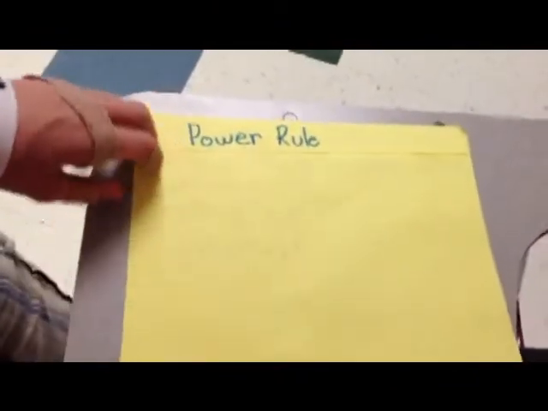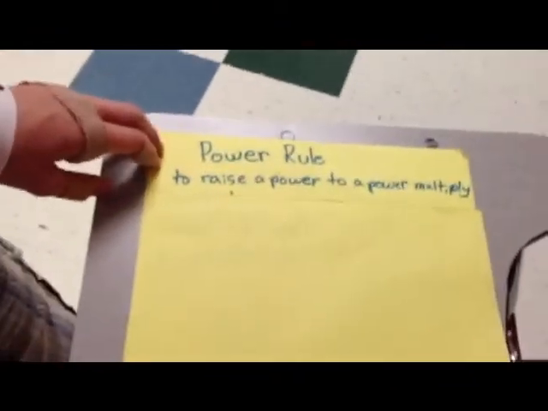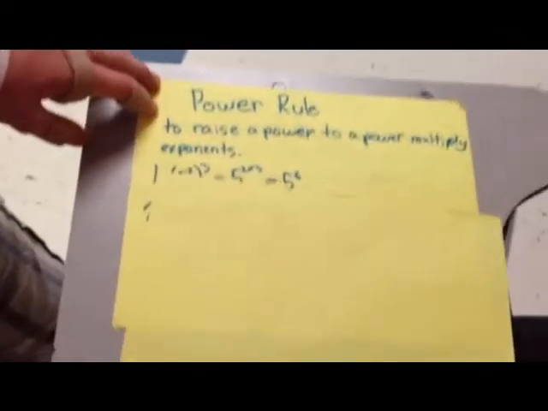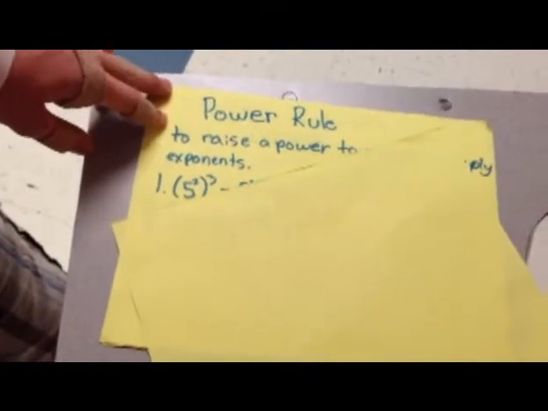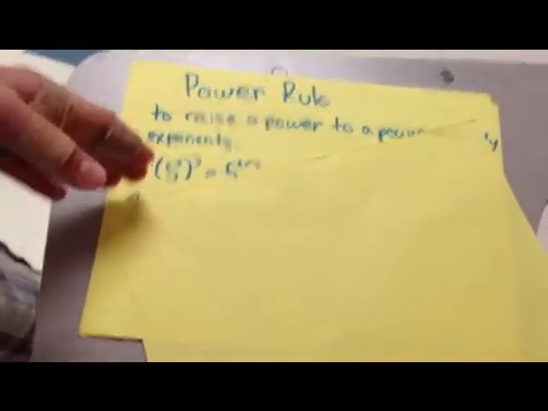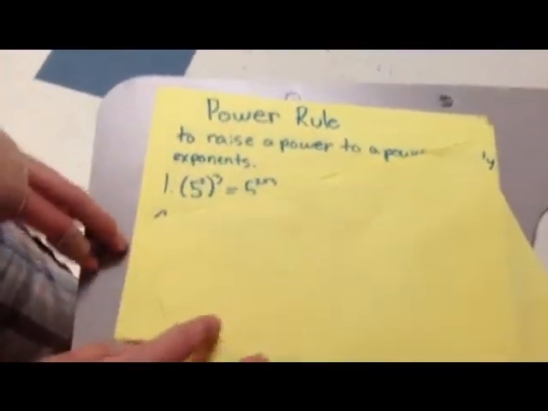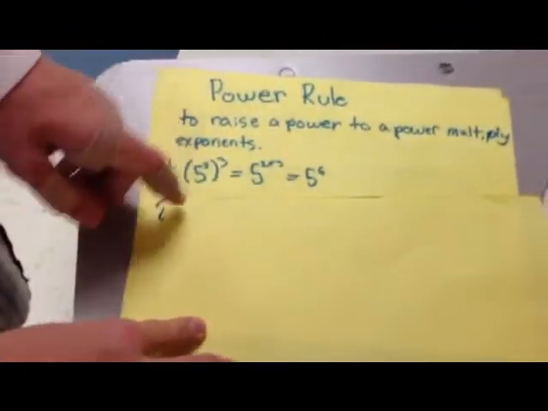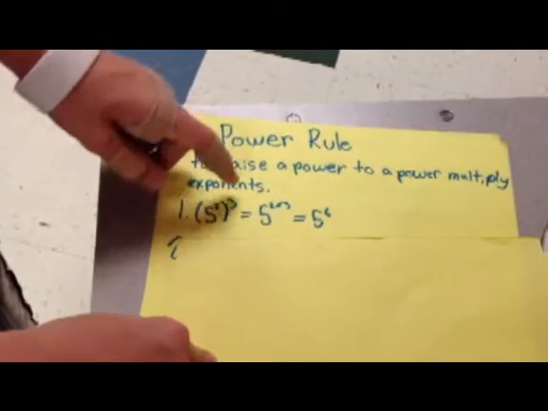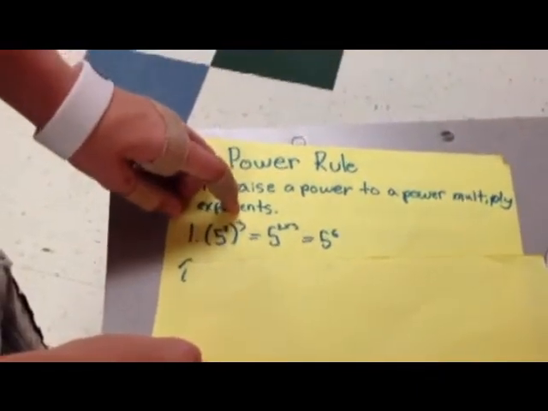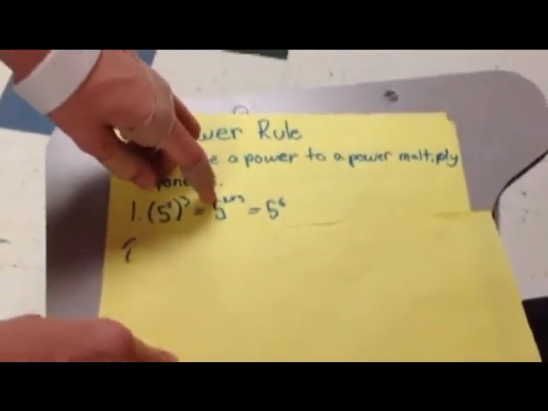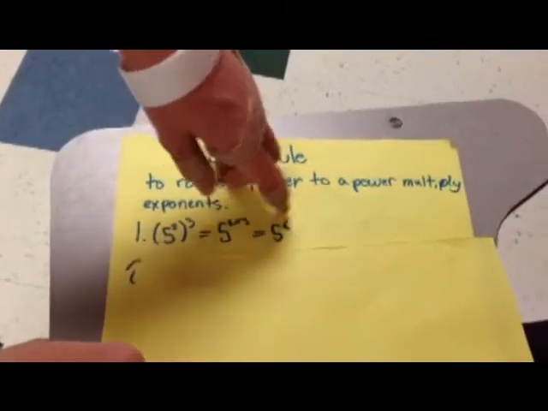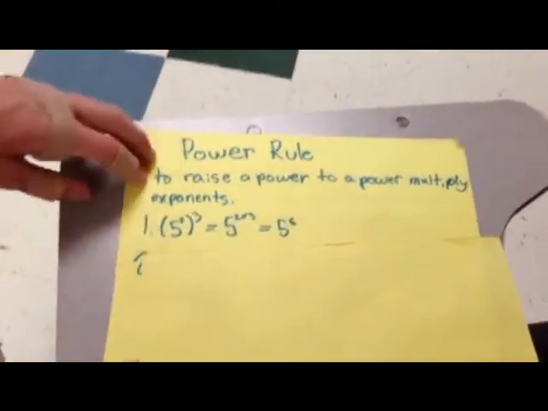Okay, our next rule is the power rule, which says to raise a power to a power, multiply exponents. So what it means is if you have a power inside parentheses with a power around it, then you just multiply the two powers. So right here we have 5 squared in parentheses and then cubed. So we're going to keep the 5, and then squared times cubed, 2 times 3 equals 6. So it's 5 to the 6th power.